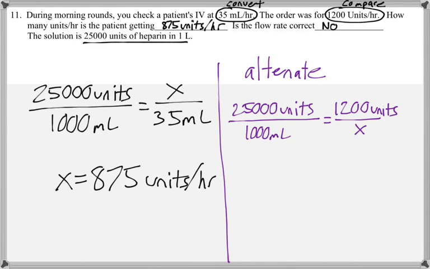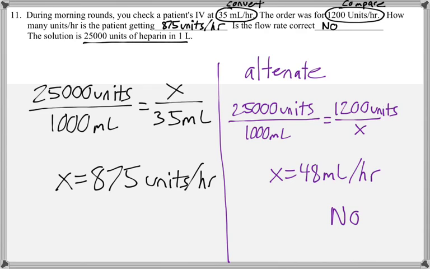1,000 times 1,200 divided by 25,000, we get 48 mLs per hour. And this does not match the 35 mLs per hour. So this would also be no.